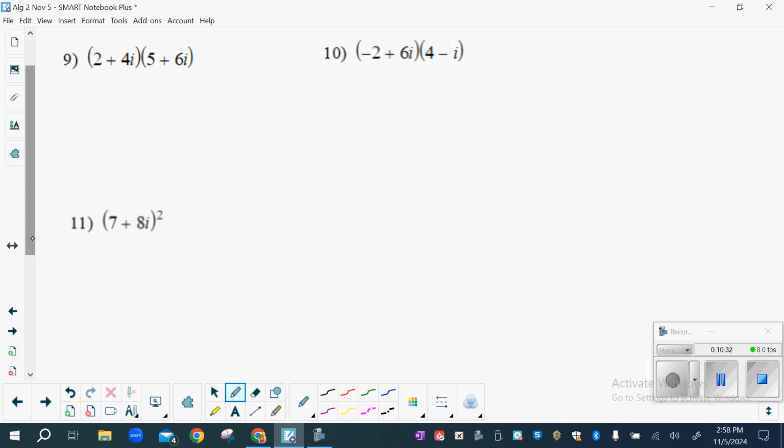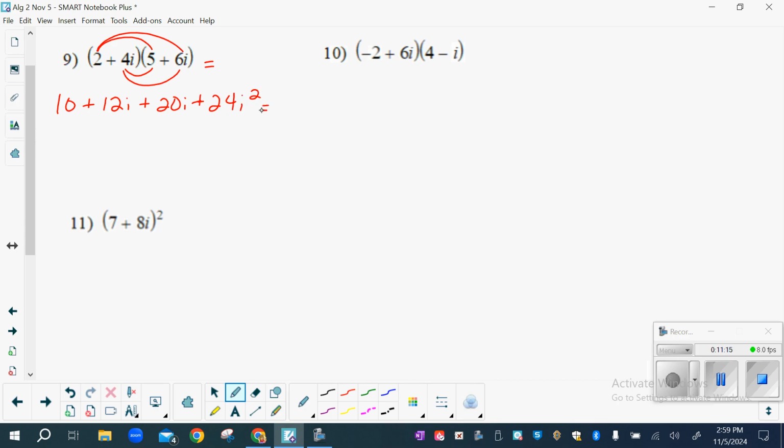So this is a little different, isn't it? Oh, FOIL. Yes, very good. FOIL, or the claw, whatever way you want to look at that. The reason we do that is we want to make sure we're multiplying all of them. If we don't do this, then it's really easy to miss one of them or multiply something by the wrong term. So 2 times 5 would be 10. 2 times 6i is 12i. 4i times 5 is 20i. 4i times 6i is 24i squared.